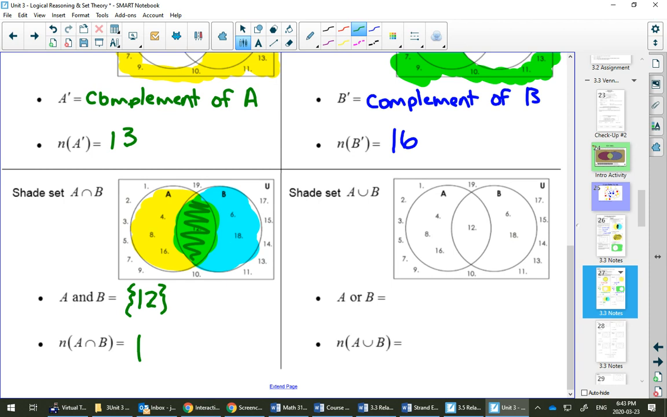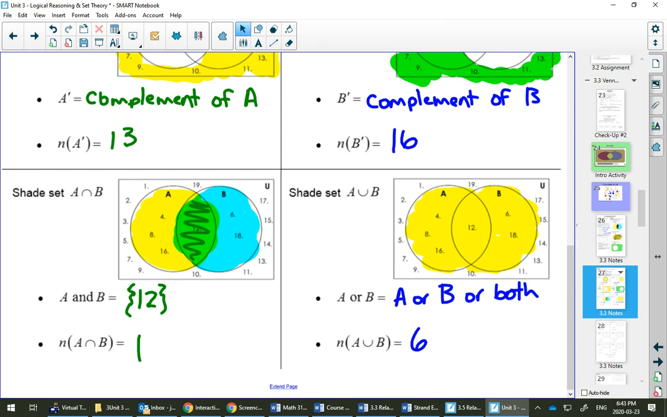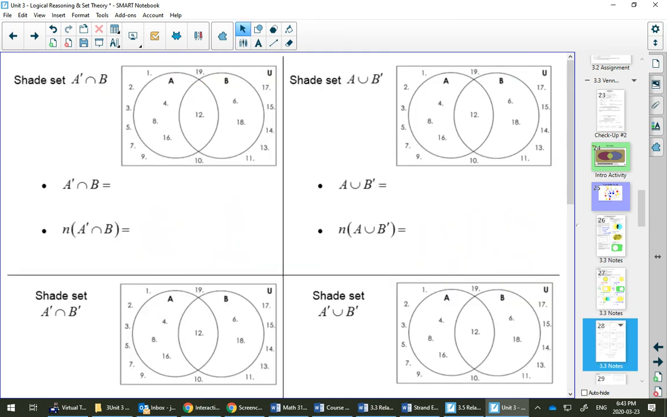For A or B, it means one or the other or both, so I don't need to worry about using 2 different colors. Anything that's in A, anything that's in B, and anything that's in both of them. Okay. So that again means A or B or both. And so the number of elements that are in A or B or both is 6. We're basically going through every type of example that you could come across with 2 circles. Tomorrow we're going to look at 3 circles.